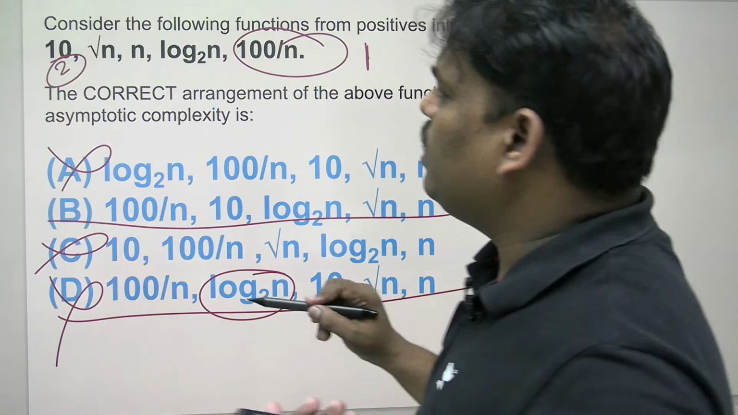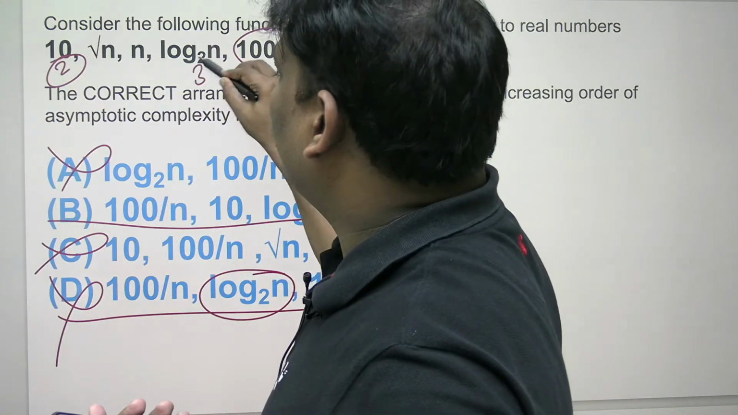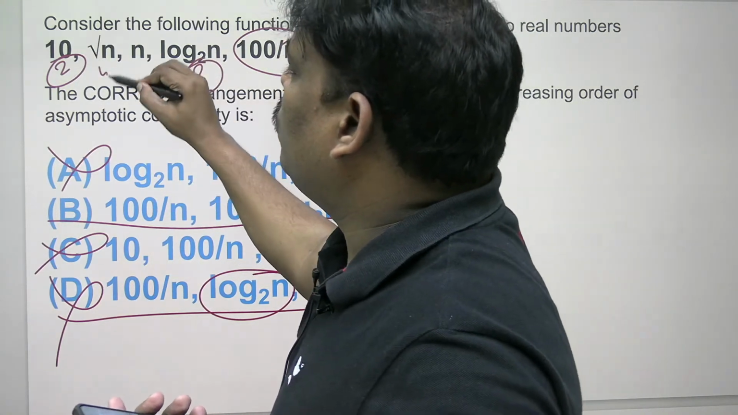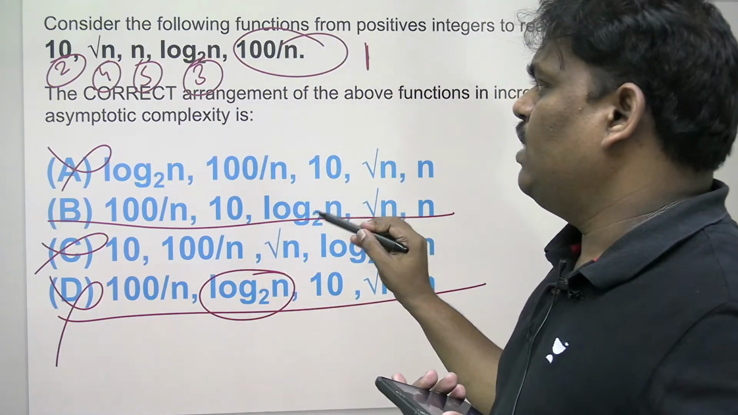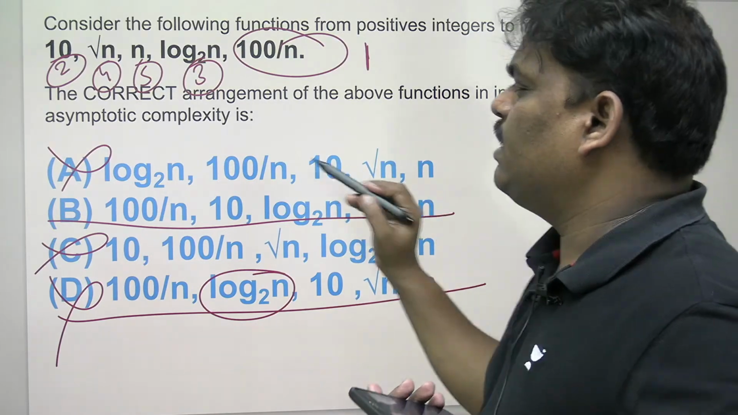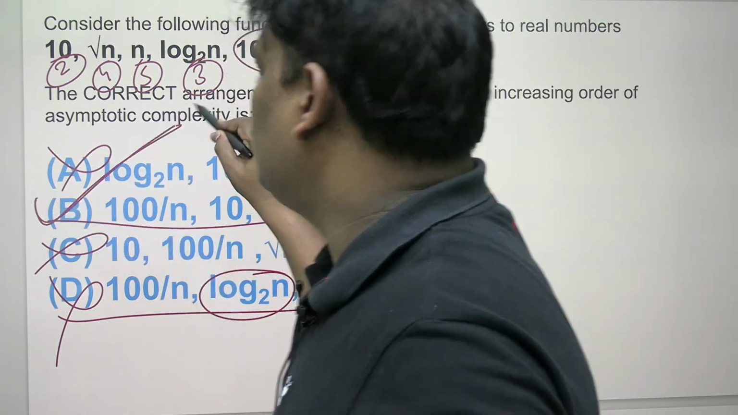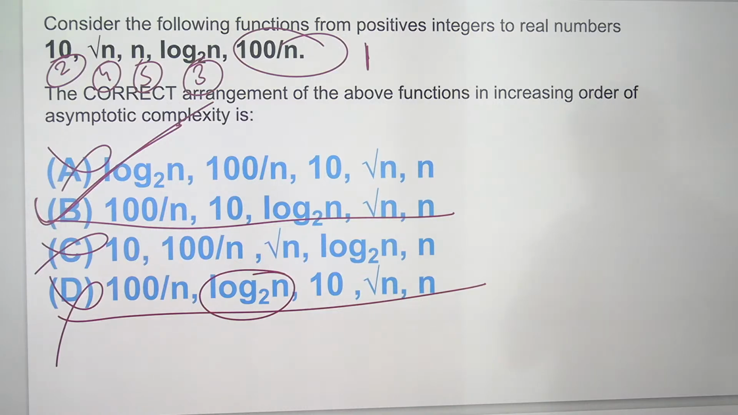Next, the third one is log n. The fourth one is root n. The fifth one is n. Yeah, excellent. So B is the answer.